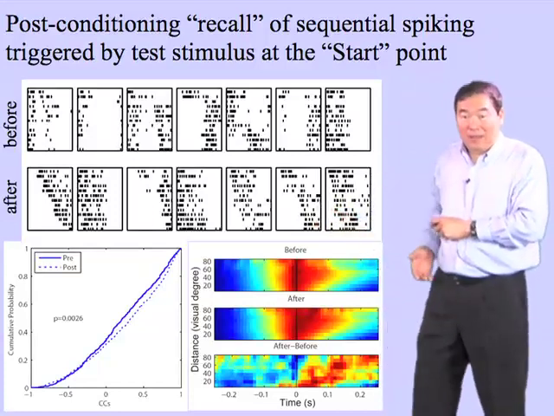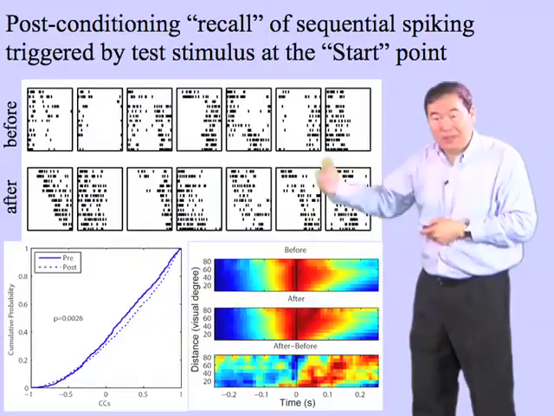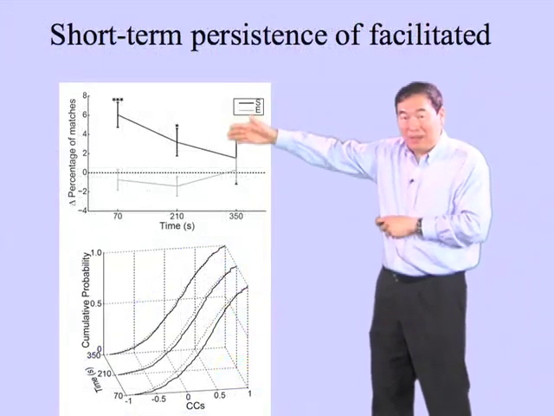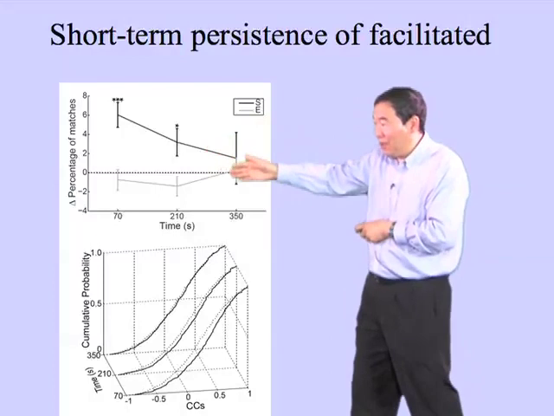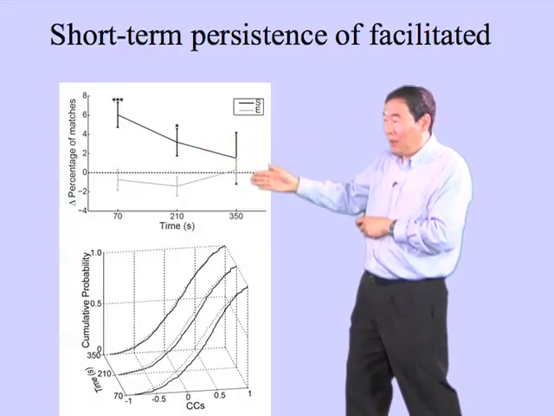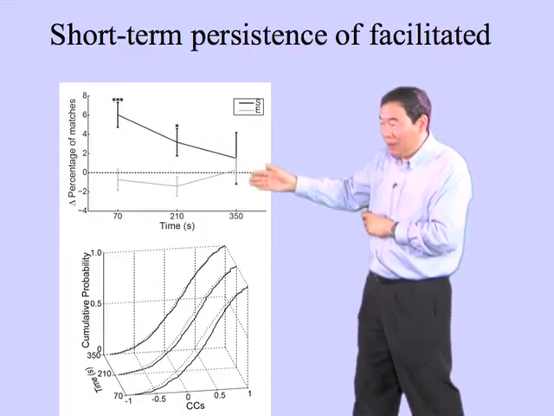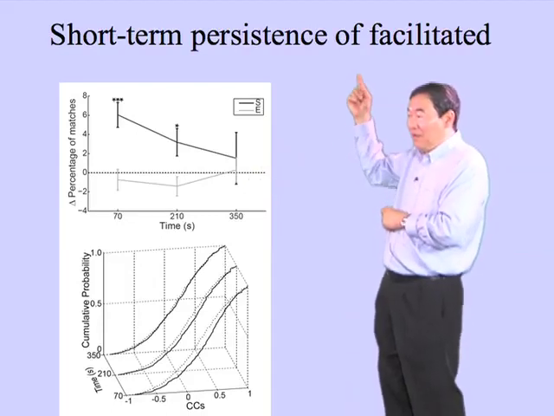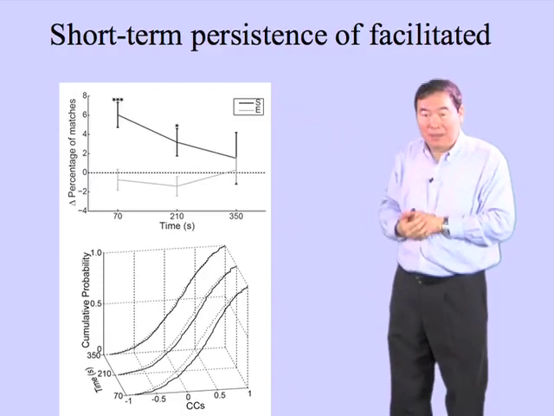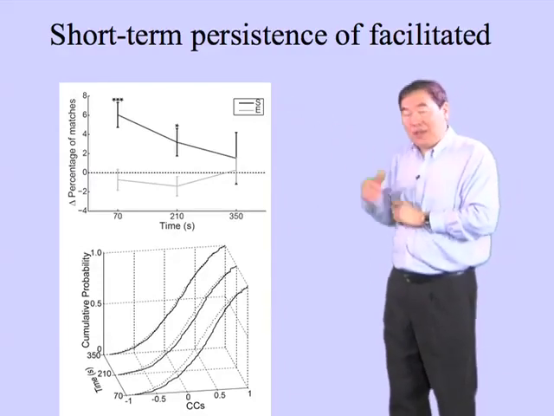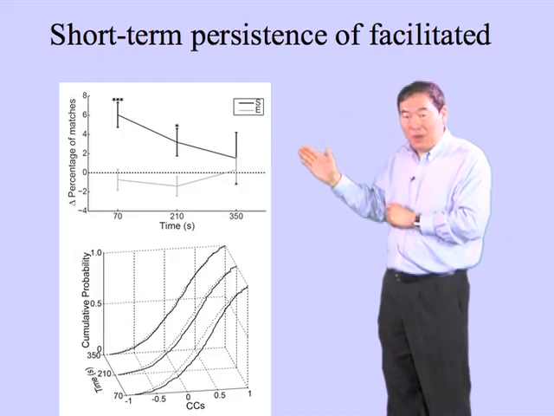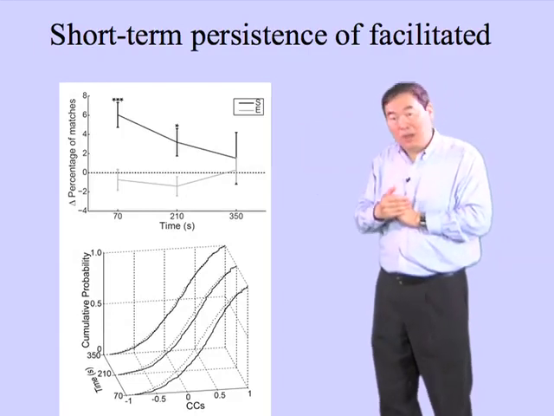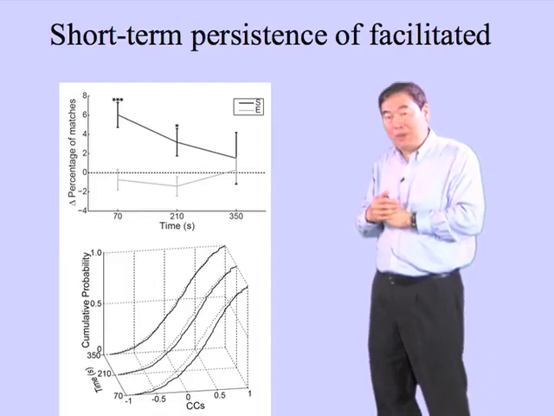Right? So this effect of increased recall of sequencing, a sequence of events, lasts for a while in the short-term memory, not too long. In fact, within 5 minutes, it decays to nearly equal level. And this we call a short-term persistence of a facilitated recall of sequence spiking. And this is entirely consistent with spike-timing-dependent plasticity in the intracortical connections within the primary visual cortex.